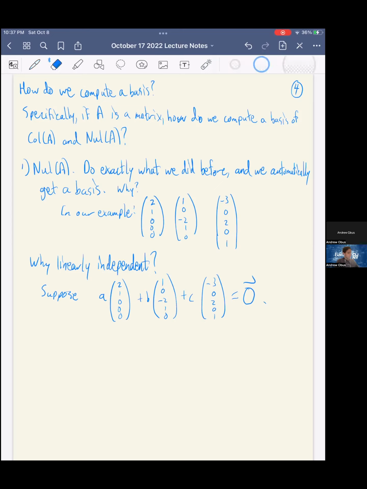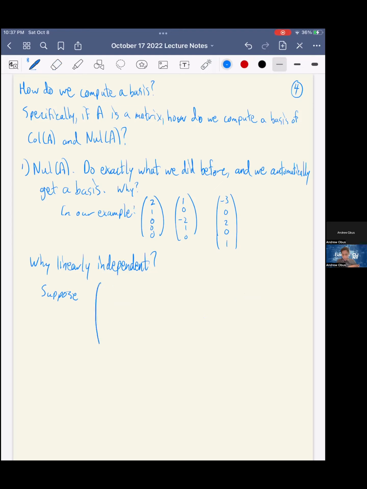And you know what? I'm going to rewrite this a little bit neater, because showing it graphically is going to be a good way to make this work. So I'm just going to rewrite the vectors. This is (2, 1, 0, 0, 0). Suppose that we have A times this plus B times (1, 0, -2, 1, 0) plus C times (-3, 0, 2, 0, 1). Suppose that this is equal to the 0 vector.